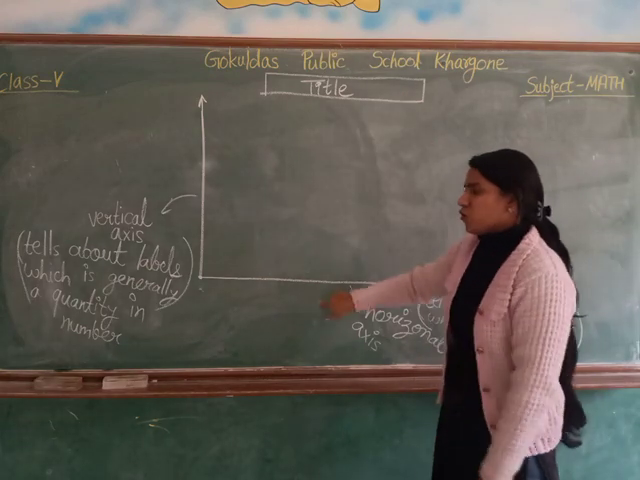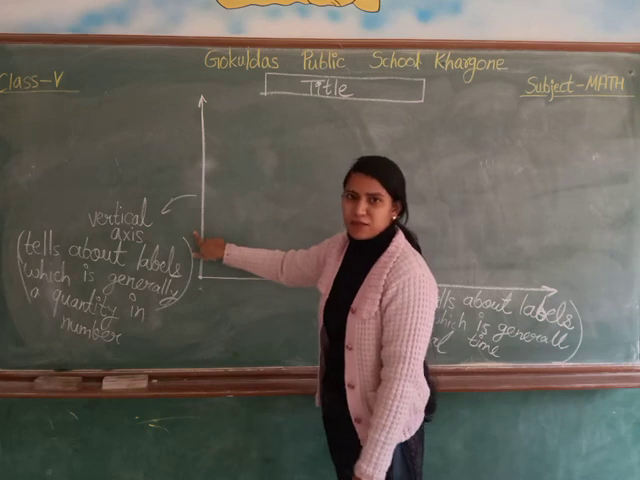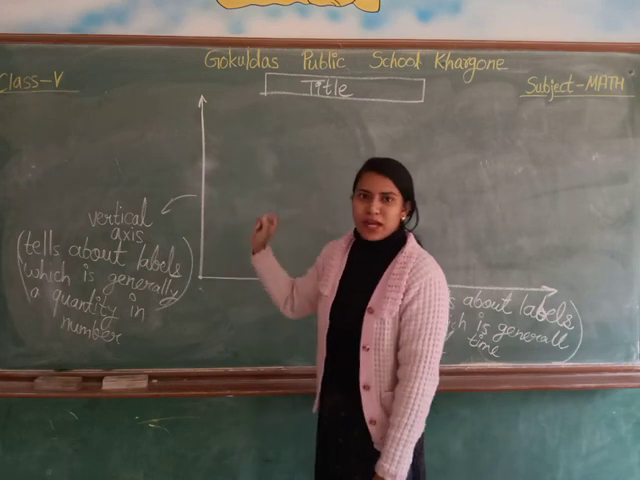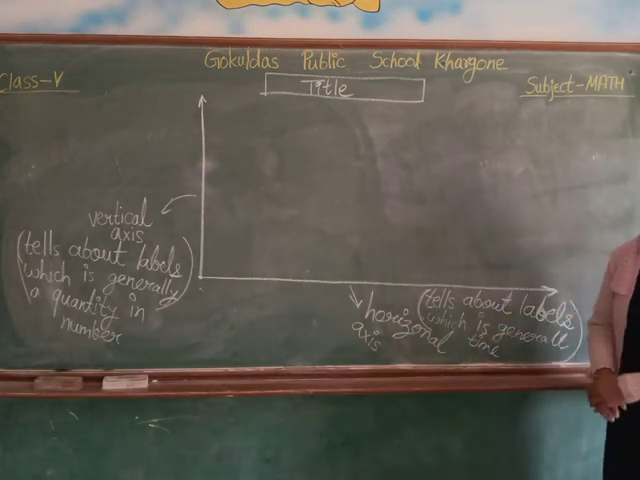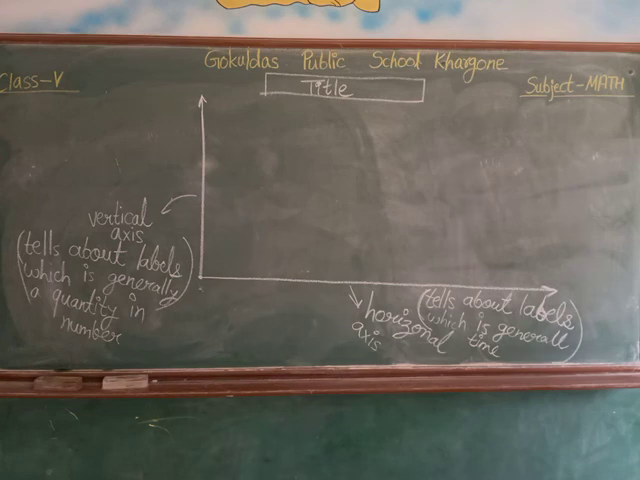Title is a must, horizontal line is a must, vertical line is a must. On the vertical line we show numbers, and on the horizontal line what do we show? We generally show time. For example, you can draw this. Plotting the graph is very easy. It is very easy to draw line graphs.